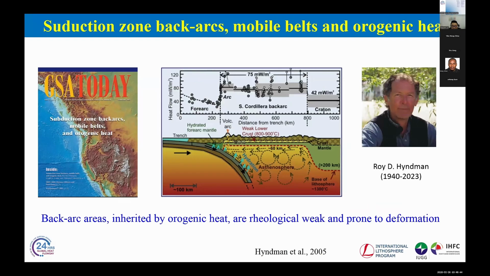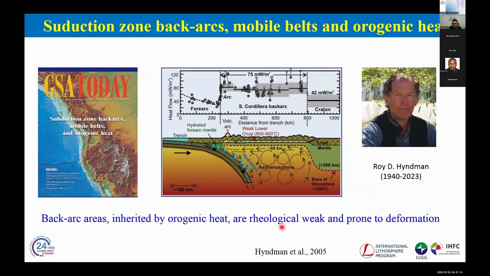So Roy also gave a summary about this kind of tectonics and deformation, which means the subduction zone, back-arc, mobile zone, and the orogenic belt. The key point is that the back-arc areas are inherited from the previous orogenic belt, which can show a little bit of high temperature and a large heat flow. So it's rheologically weak.